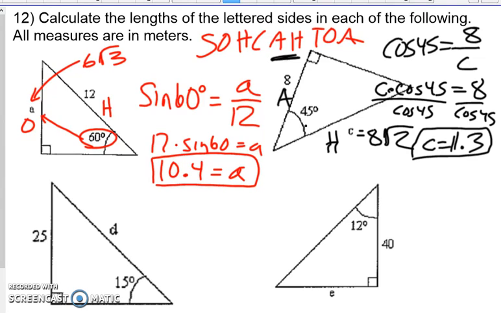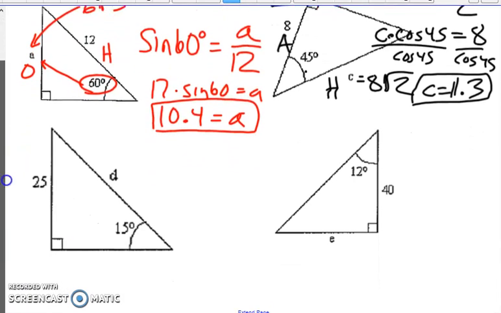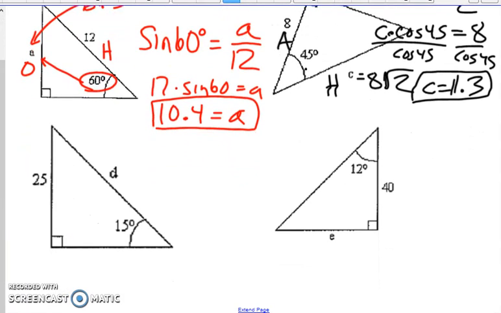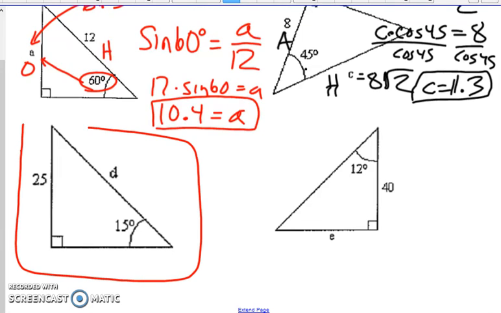I know what you're thinking. Why do we need trigonometry if we can just use our special right triangle shortcuts? It's because not all triangles are special. So this triangle right here, not special. And in that case, the only way to find that missing side is to use trigonometry.